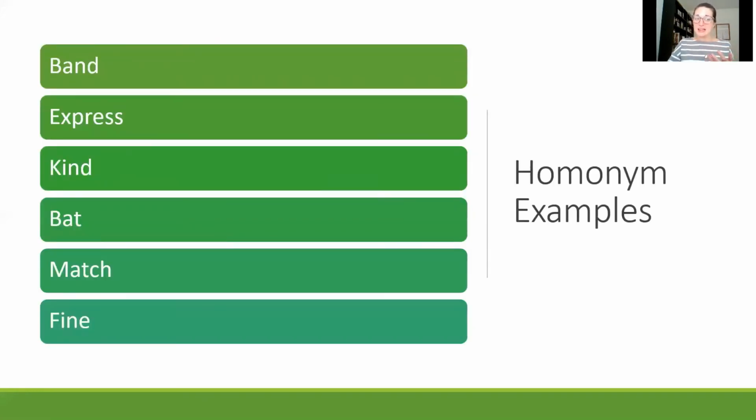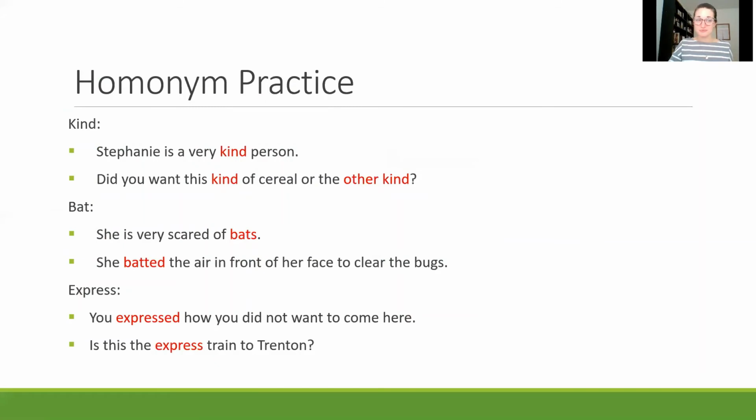So the words band, express, kind, bat, match, fine, we could see all of these words in multiple different contexts, and they'd be said and written the same way. So let's look at some examples of how they might have different meanings, even though it's the same word. For example, with kind, we could say Stephanie is a very kind person, or do you want this kind of cereal or the other kind? Well, in the first sentence, we're saying that she's really nice, but in the second sentence, kind means type, this type of cereal or the other type of cereal.